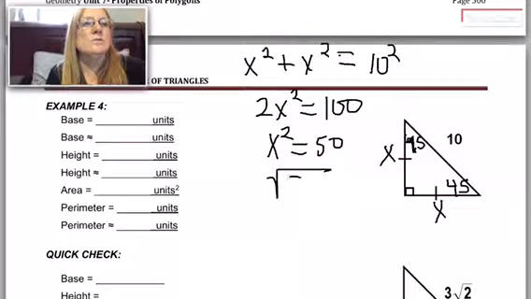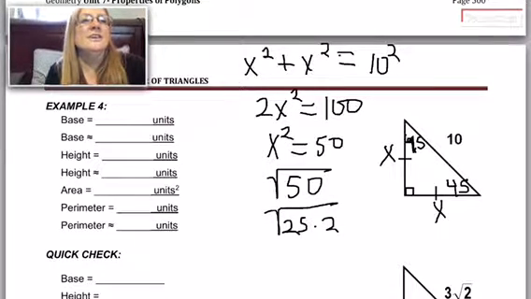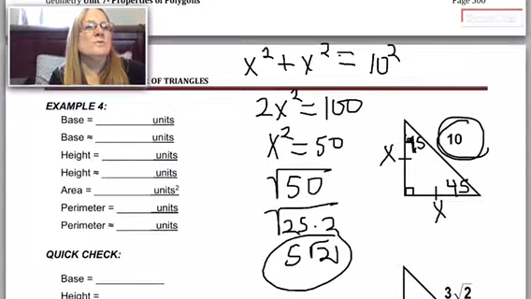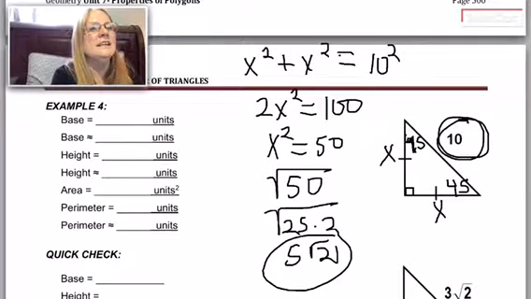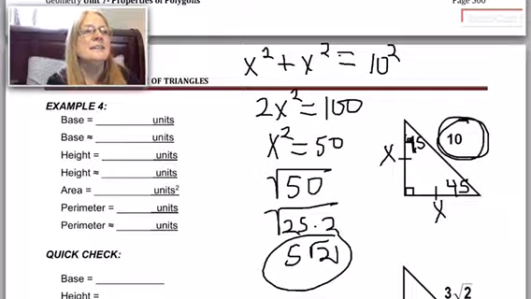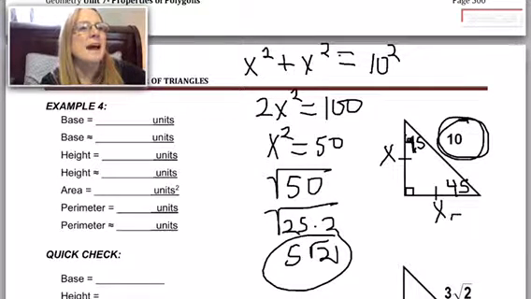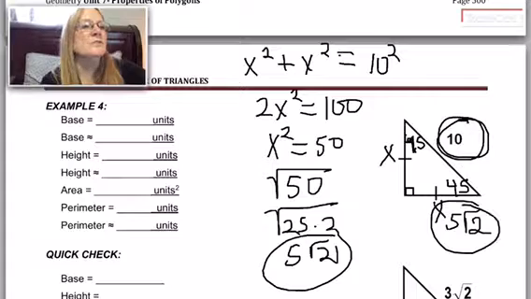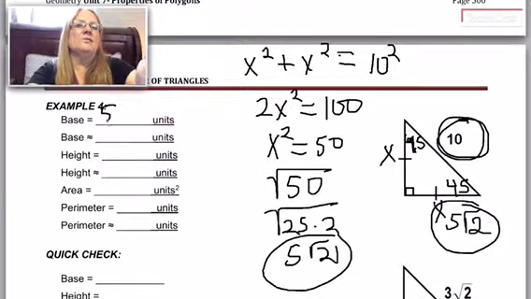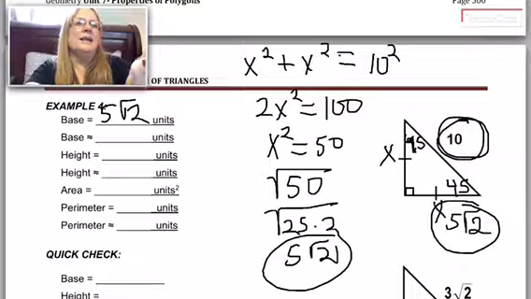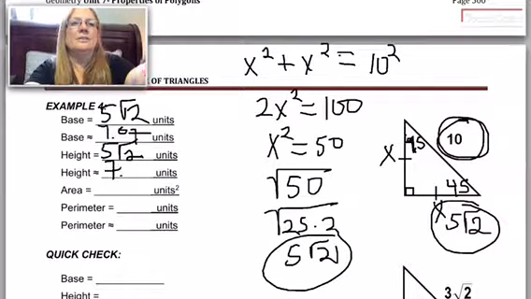So x is equal to the square root of 50, which can be rewritten as 25 times 2. And so it's 5 square root of 2. But hopefully you'll just start to recognize on a 45, 45, 90, if the hypotenuse is 10, then this side is going to be half of 10 times the square root of 2. So we have a base, 5 square root of 2. The height is also 5 square root of 2. I think this is 7.07 if you put it in your calculator.